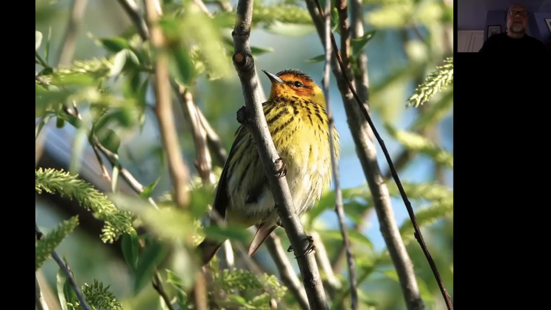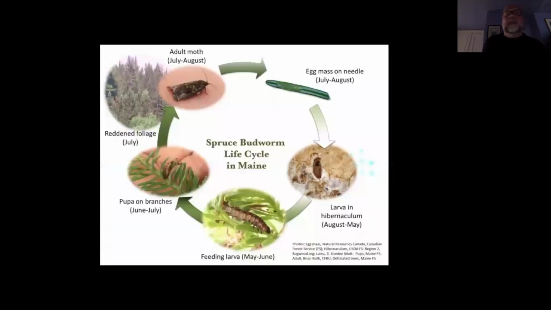By the way, these last three species, the Tennessee warbler, the bay-breasted warbler, and the Cape May warbler, are all birds that have cyclical populations that cycle along with a naturally occurring insect called the spruce budworm. This is a moth whose larva feeds on the needles of spruce trees up in the boreal forest. And I will go, I'm debating whether to do this little aside or not.